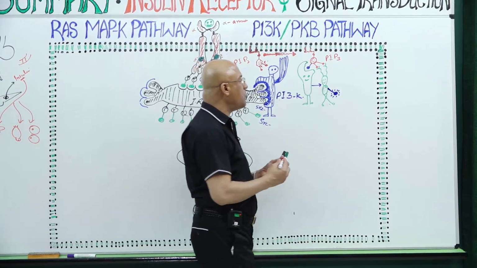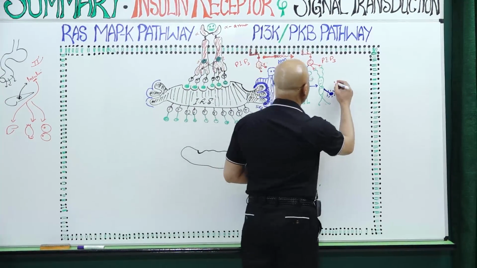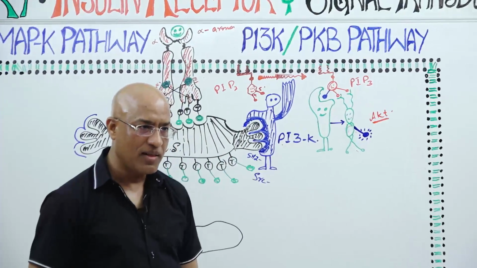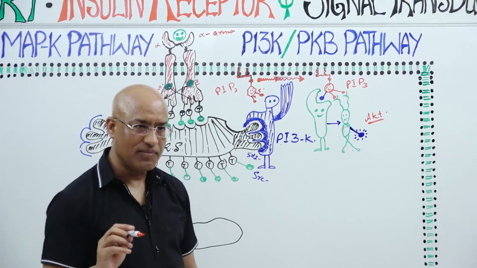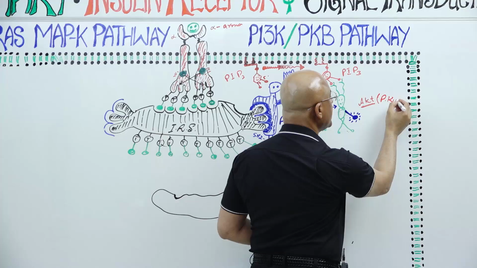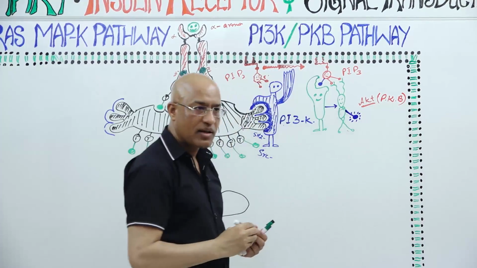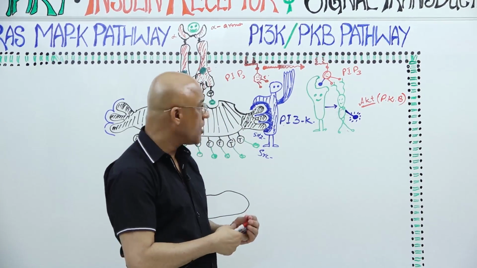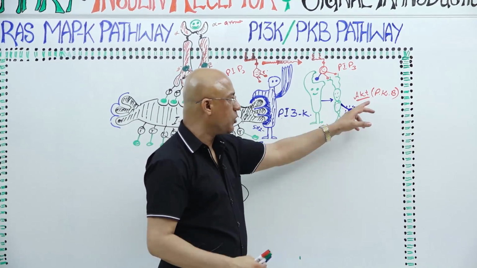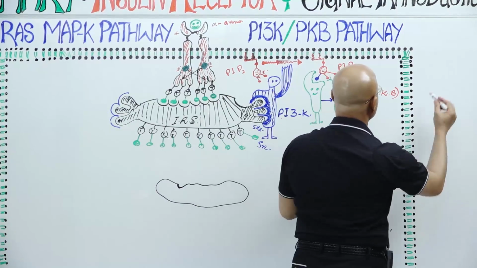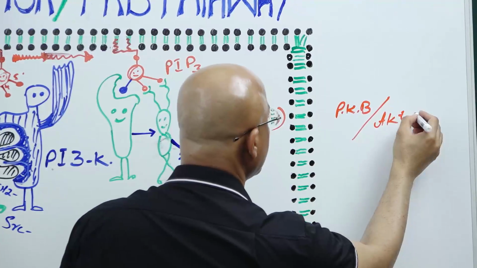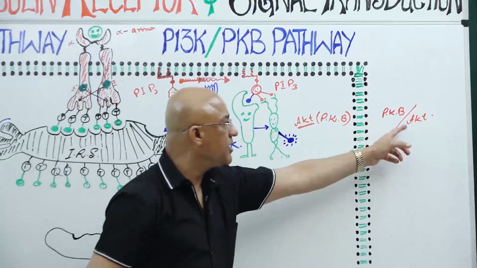This monkey is basically a very important molecule which is called AKT protein. Monkey in action, AKT, right? And another name for this is protein kinase B. Another name for this monkey is protein kinase B. So basically this is the protein kinase B AKT molecule. You can write it like this: protein kinase B / AKT, because in different literature they mention different names, but they are one and the same thing.